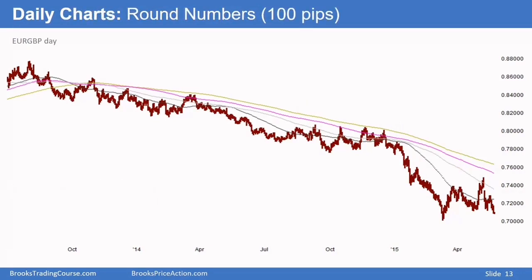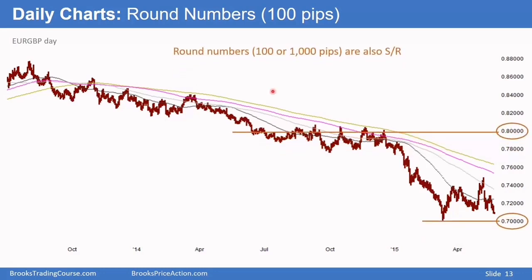This is a daily chart of the euro versus the British pound. And big round numbers can be important as well. So multiples of 100 pips. Here, multiples of 1,000 pips. You can see the market fell and then went sideways. It was finding support at 0.8000. Ultimately, it got a bear breakout, and it raced down to the next big round number, 0.7000, and bounced.